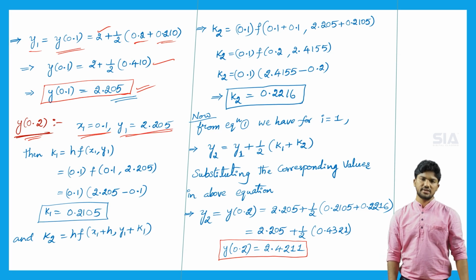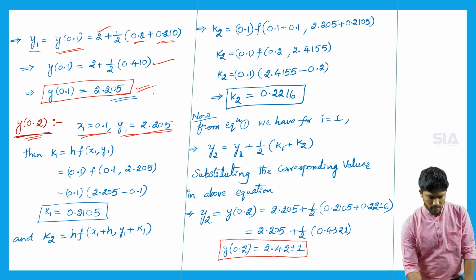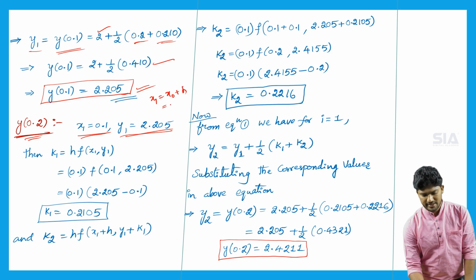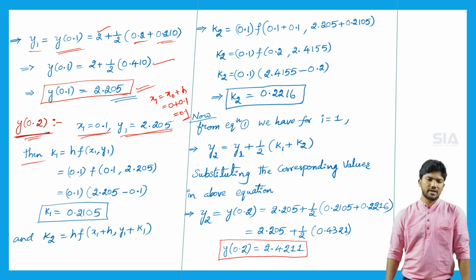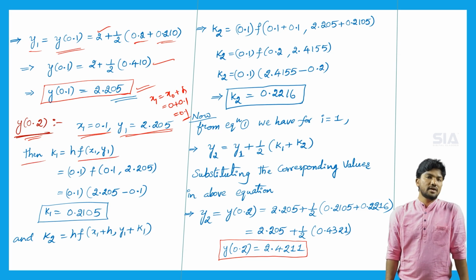How can you say x1 is equal to 0.1? Because it depends upon the small h value. x1 is equal to x naught plus h. What is the x naught value? 0. What is the h value? 0.1. So therefore x1 is 0.1.